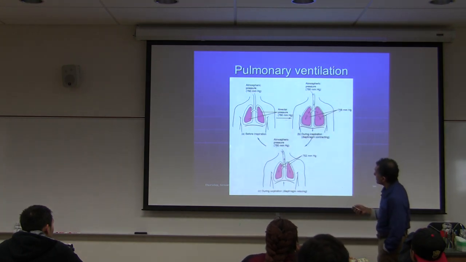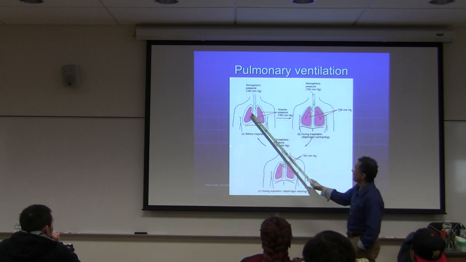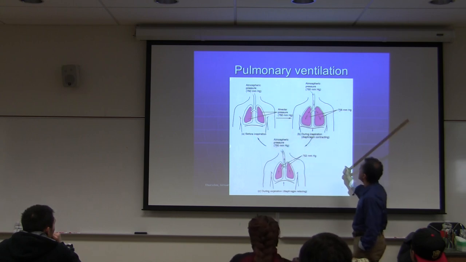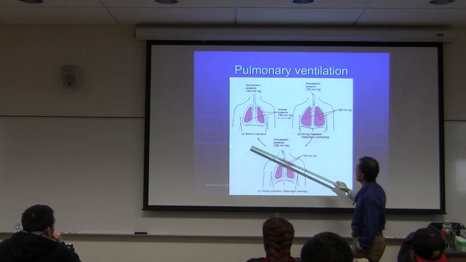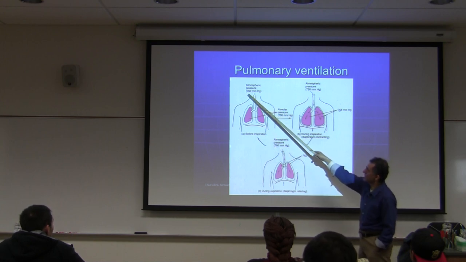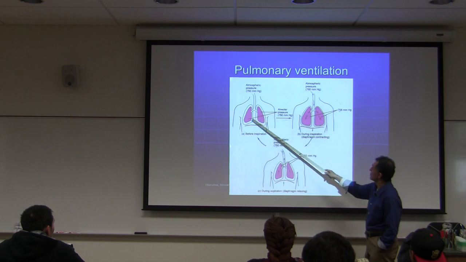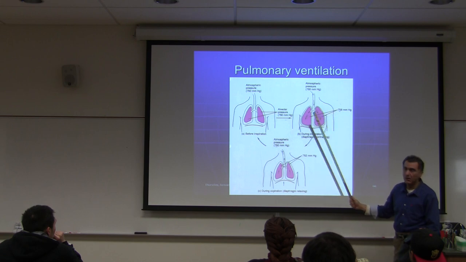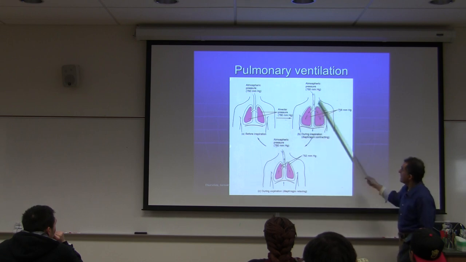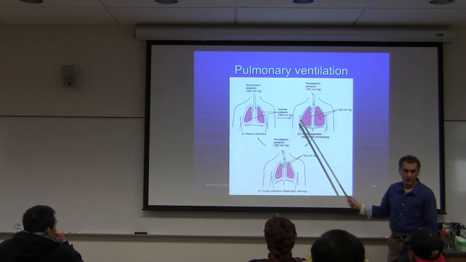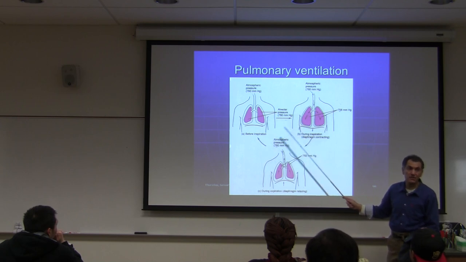Here is pulmonary ventilation. What happens inside of your lungs? The atmospheric pressure is usually 760. During inspiration, the atmospheric pressure of 760 is higher than the pressure in the lungs. The pressure in the lungs is 758, just 2 millimeters of mercury lower, not much. And then the air rushes in. This is when you are not meditating. During meditation is a different story.